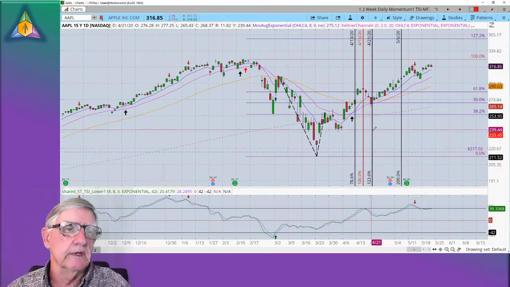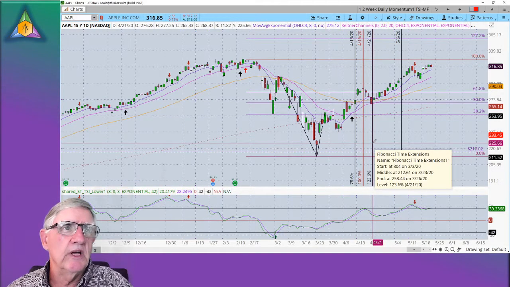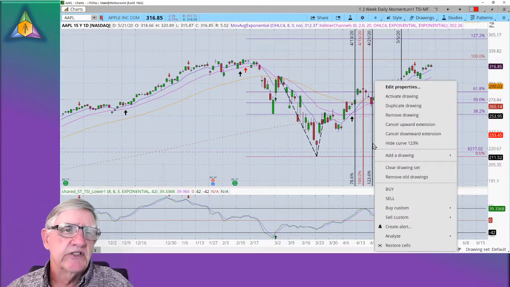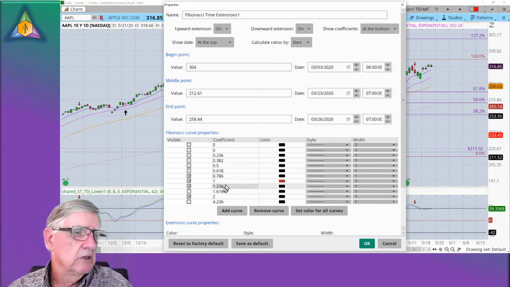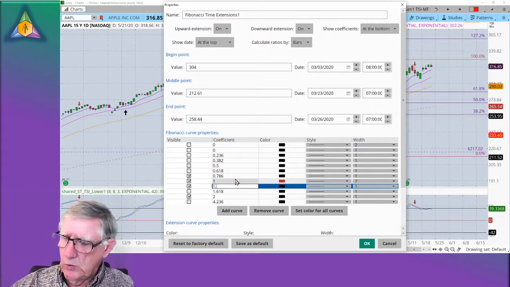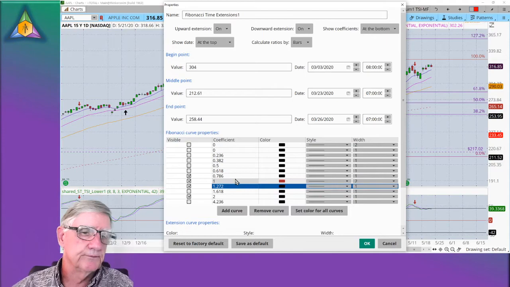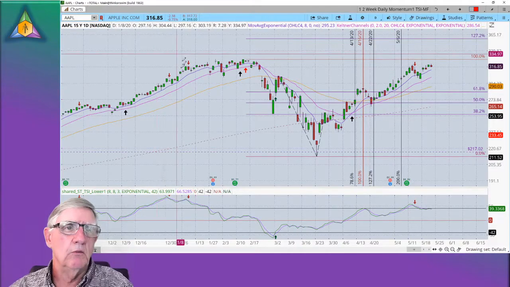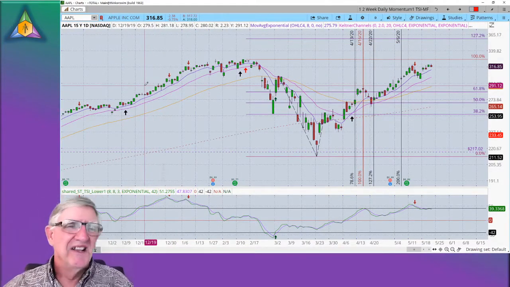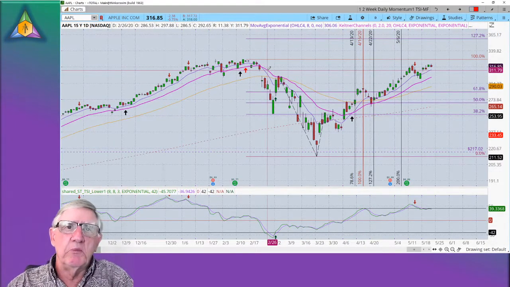This is the time extension. You can leave it at the 1.236, or you can go ahead and extend that out, make it similar to the price action. So I'm going to edit that. I'm going to make that the 1.272. There we go. Let's save that as my default. Oh, much better. The reason I say it's much better is that way I've got similarity between my two price actions.